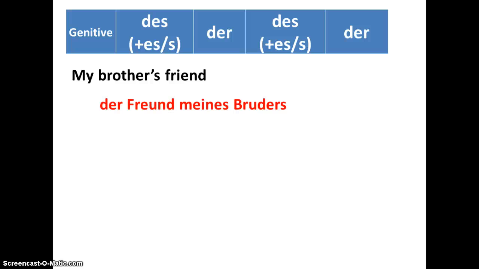The answer to that question would be der Freund meines Bruders. The friend of my brother. Brother is masculine. I got that ending from up here. Meines, and I put an S on Bruder because it's a 2 syllable word. The next example is my mom's job, and I used die Arbeit as the word job. You should pause and try it on your own.